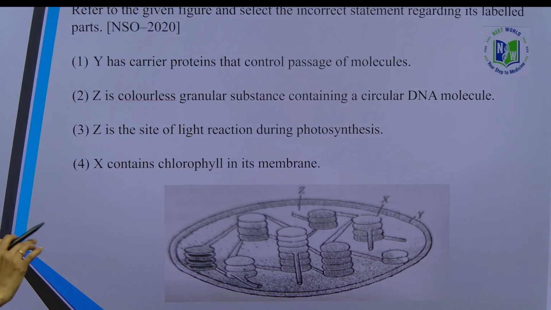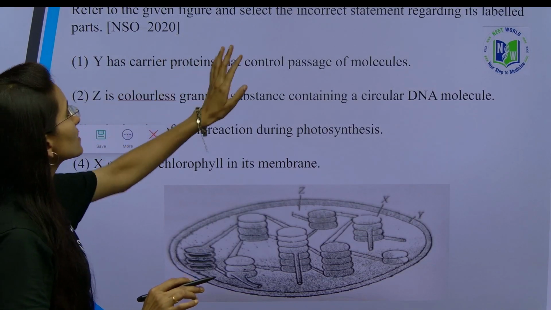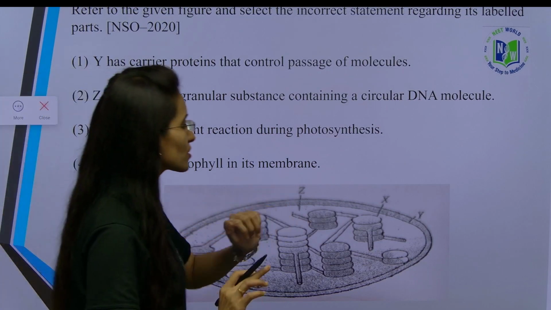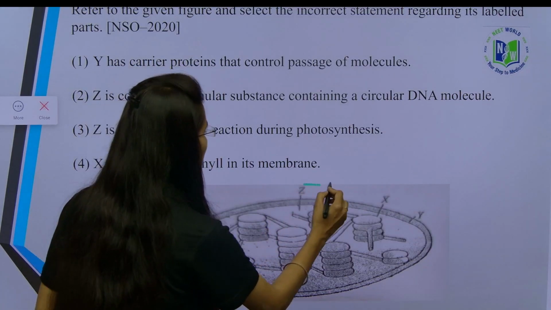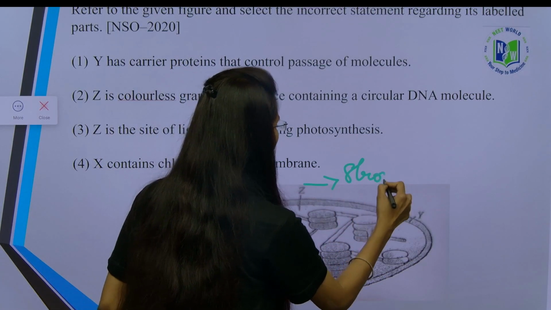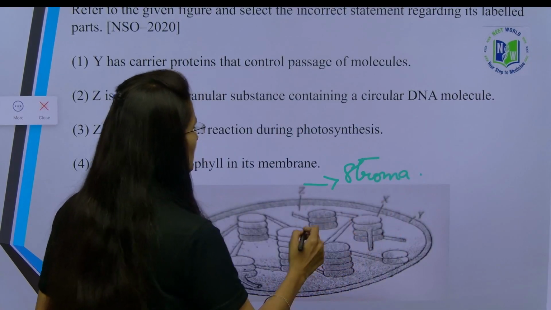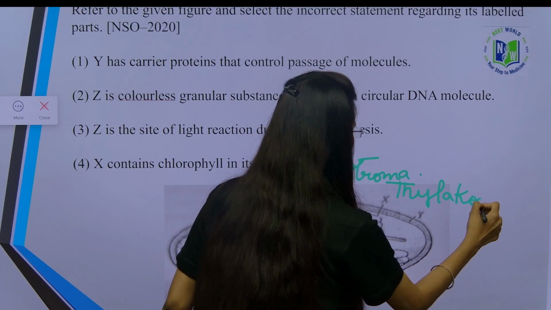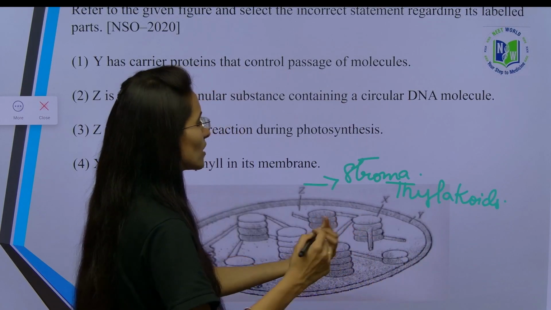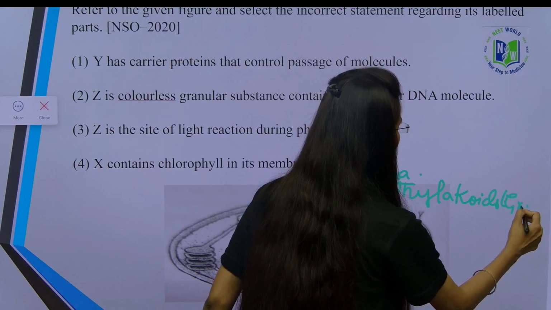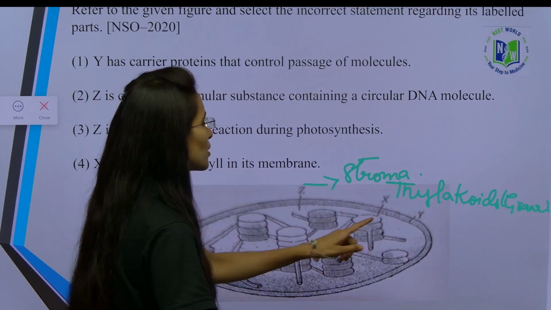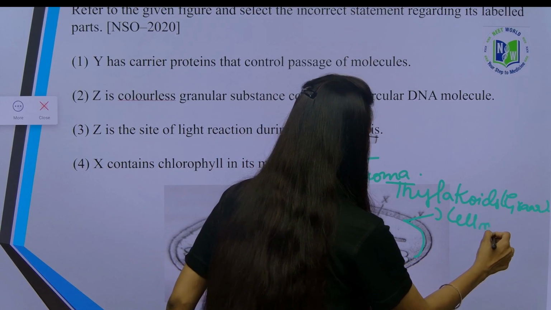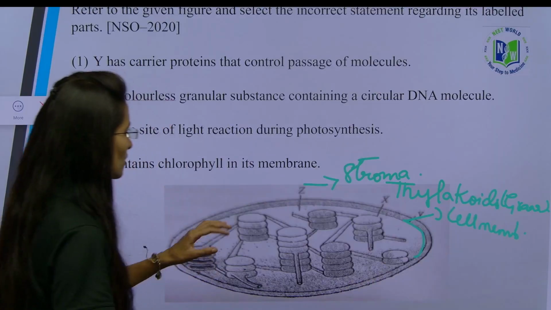Next question: refer to the given figure and select the incorrect statement regarding its labeled parts. First you need to focus on the labeling parts. What is that? It is the stroma. And what is X here? These are thylakoids, which are stacked upon one another, called the grana. And coming towards Y, what is it? Cell membrane. Yes, so clear with the labeling parts.